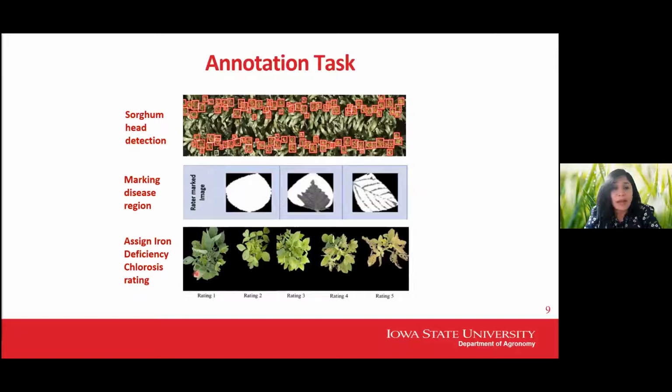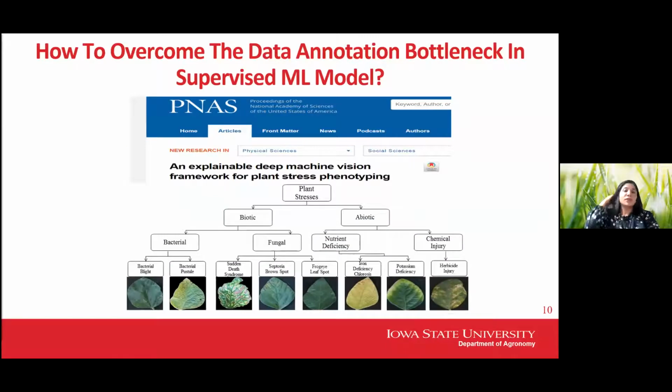For example, this is iron deficiency chlorosis stress in soybean, where the breeder is interested to classify them on a scale of 1 to 5, where scale 1 is highly resistant and a rating of 5 is susceptible. And these annotation tasks are generally performed by either domain experts or trained personnel, citizen scientists, or paid Oracle or Mechanical Turk. These annotations can be very expensive in terms of time and money, and generally samples for annotation are selected randomly. So now the question is how to overcome the data annotation bottleneck in supervised machine learning.